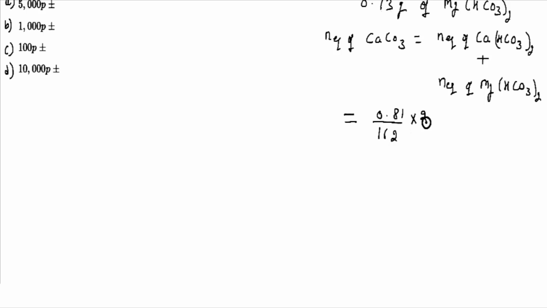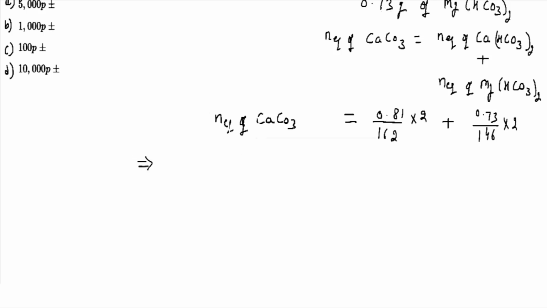So it becomes 0.81 divided by 162 over 2, plus 0.73 divided by 146 over 2, where 146 divided by 2 is the equivalent weight of magnesium bicarbonate. So this is the gram equivalent of calcium carbonate, and this is also equal to the gram equivalent.